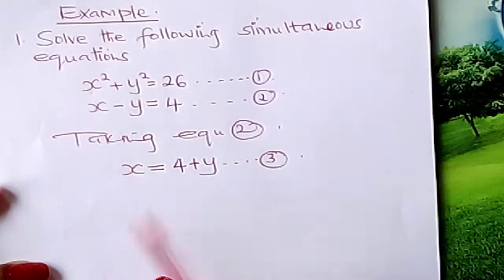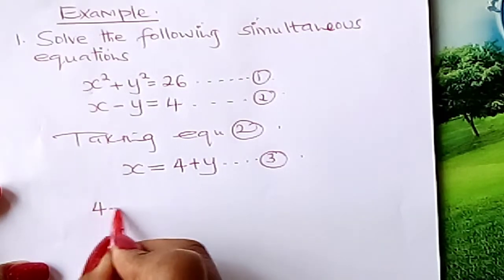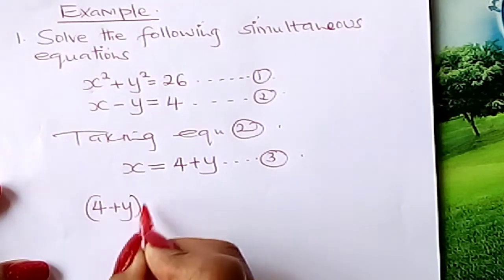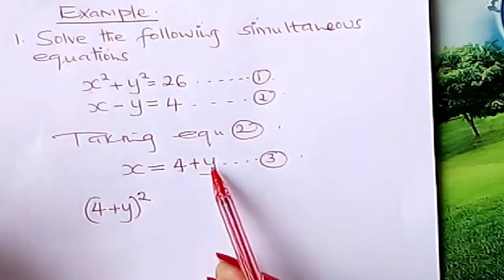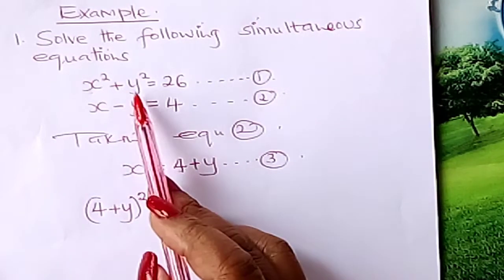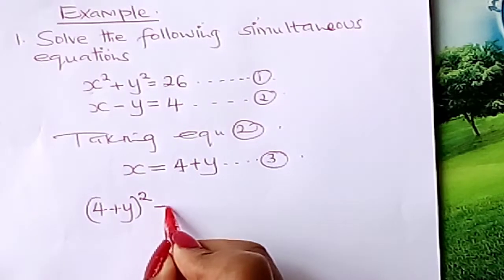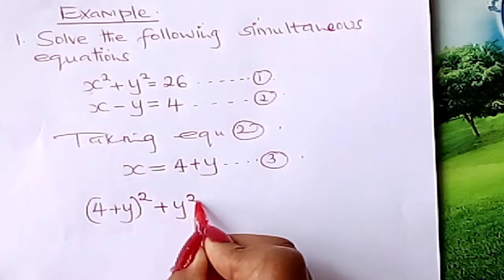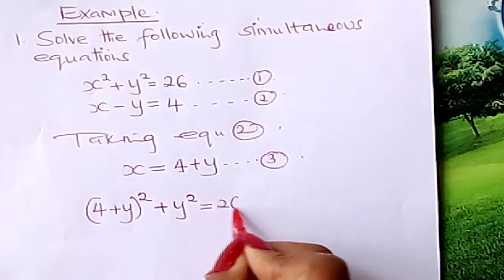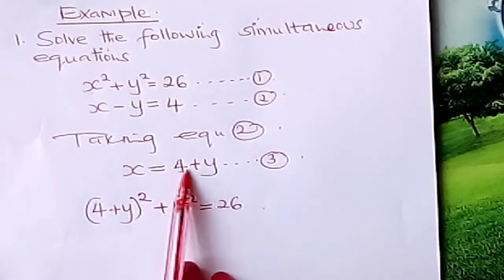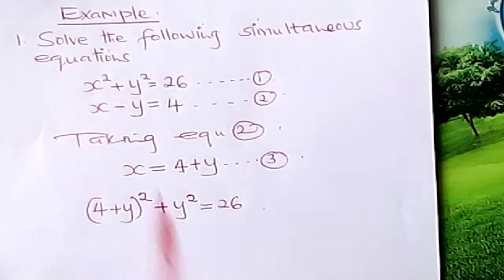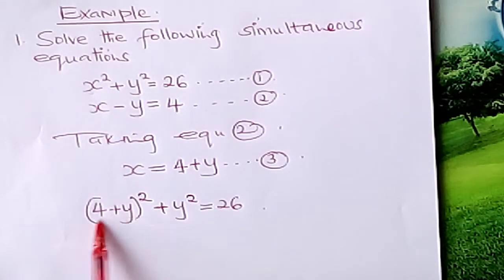Fix it here. So you come and say (4 plus y) squared. Remember your x is squared, so you also square this. (4 plus y) squared, then you continue, plus y squared is equal to 26. I hope you've got that. Substitute this in the first equation. Then expand this, learner. Remove the brackets.